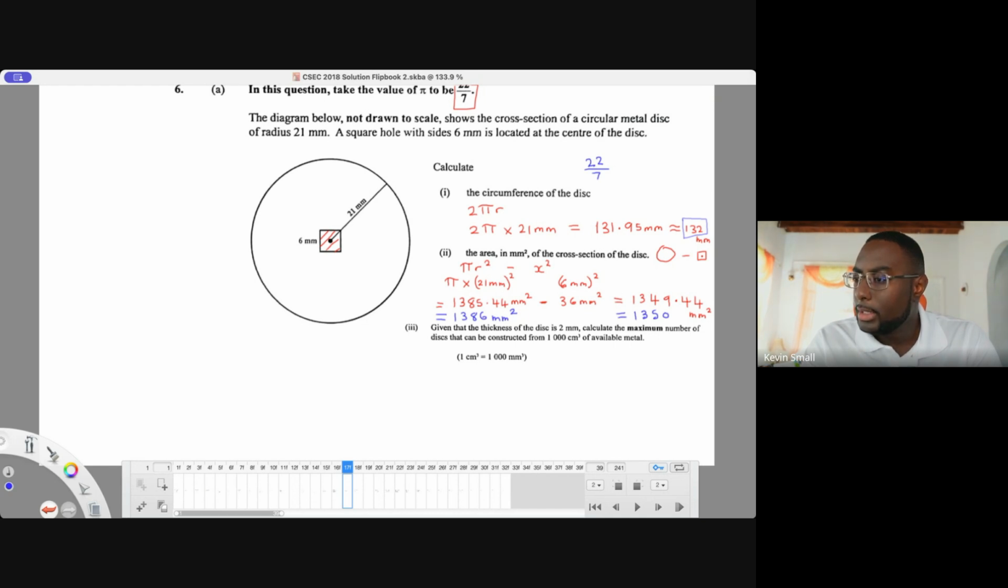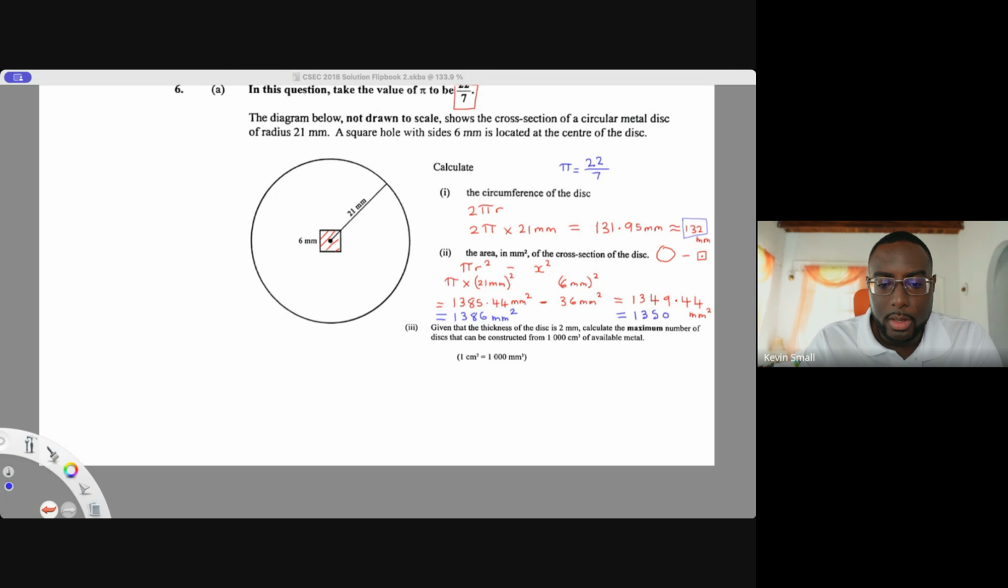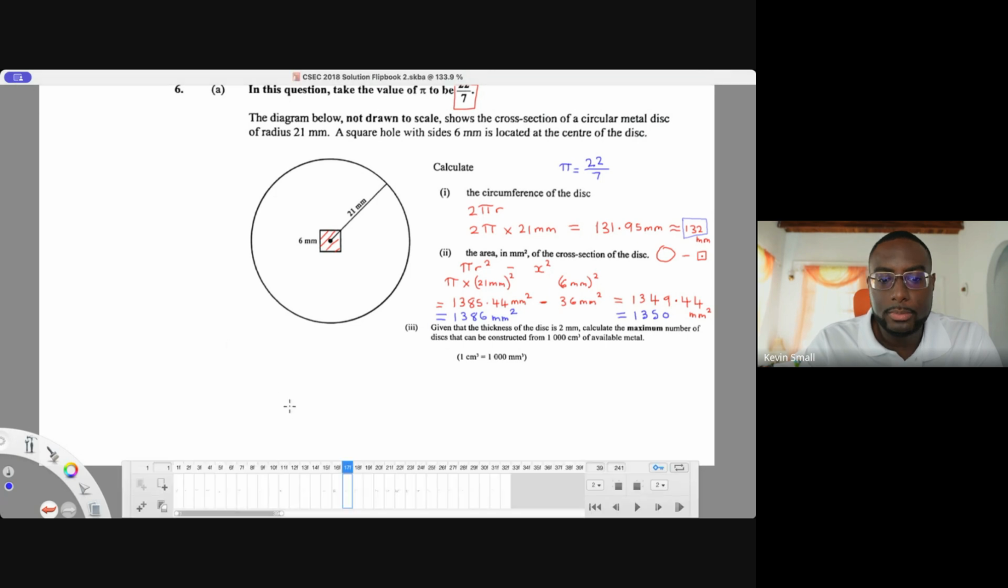Yes, Joseph. So your answer is 1,349.44. Technically, it would be a mark off because they did say to use pi as 22/7. So I will have to agree and say yes, they did say so in the instruction. However, you definitely will not get 0 because the answer is still correct. But they did say use 22/7 in the question, so you always follow what they say. All right. So next question. Anyone worked out the other one?